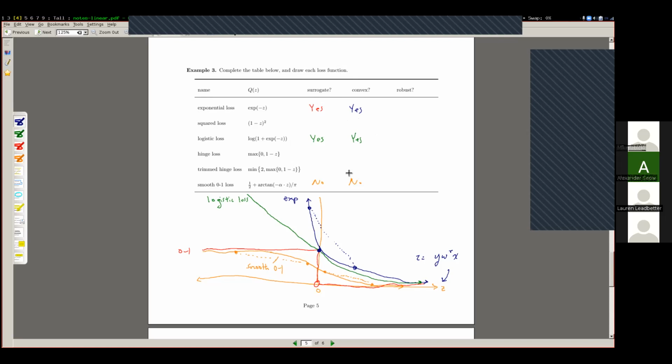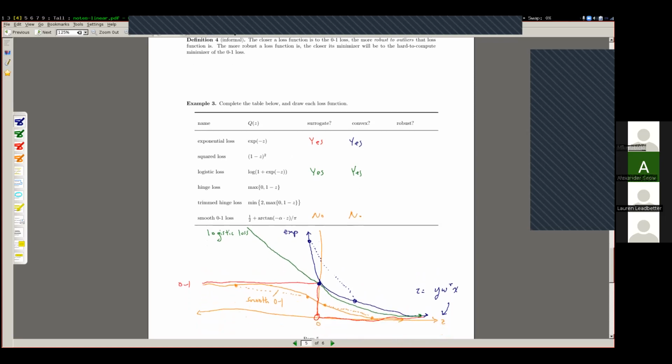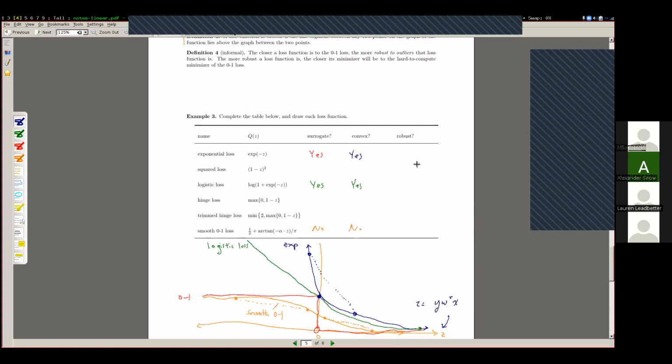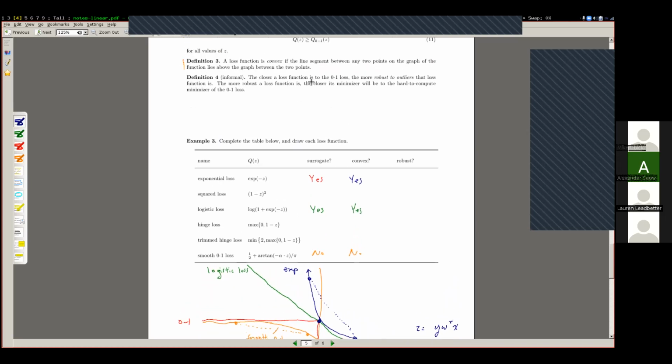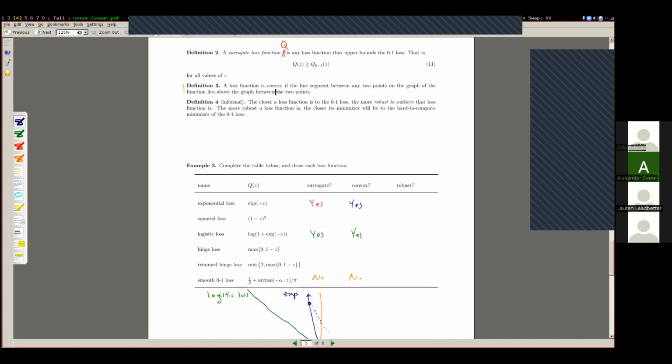The last property that we were interested in is robustness, where we left off. We haven't talked about that yet. So what is the idea of a robust loss function? Well, for our previous definitions for surrogate losses and for convex losses, we had formal definitions. We could say that something is a surrogate or is convex, or whether it's not. For robustness, I have a very informally stated definition right here, and that'll be good enough for our purposes. We're not going to get super formal about robustness.